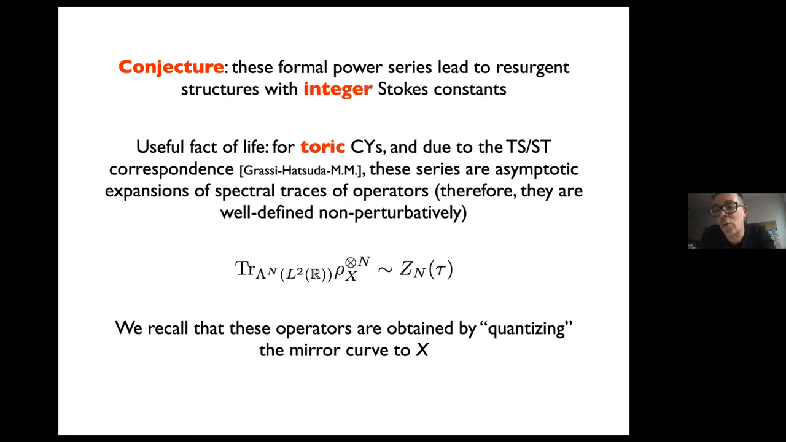They turn out to be factorially divergent, simply factorially divergent. And we actually conjecture that this formal power series also leads to integer Stokes constants. Now, when we did all this construction, which maybe doesn't seem obvious, we have another important motivation in mind. And this is the following.